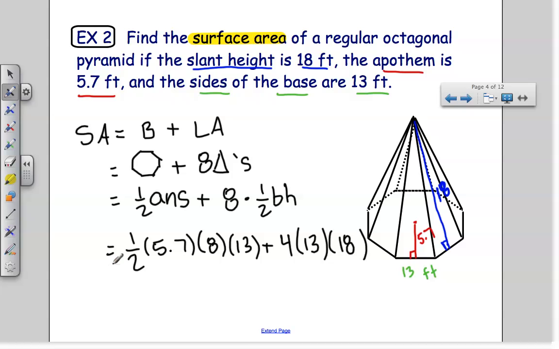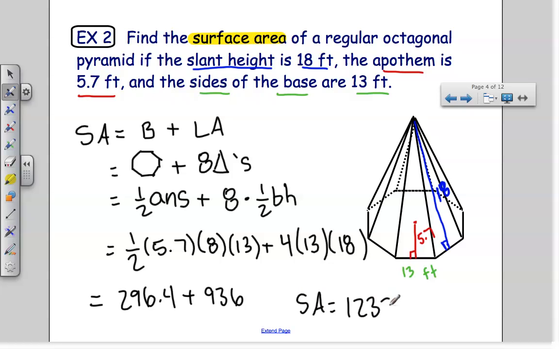Whew. Now I'm ready to figure all this out here. I'm going to do 1/2 times 5.7 times 8 times 13. For that portion of it, I get 296.4 plus, and then I'll do 4 times 13 times 18. That gives me all the areas of all the triangles. The triangles are the lateral areas, 936, and add those together. Here we go. Total surface area is 1,232.4 surface area. It was feet squared then.